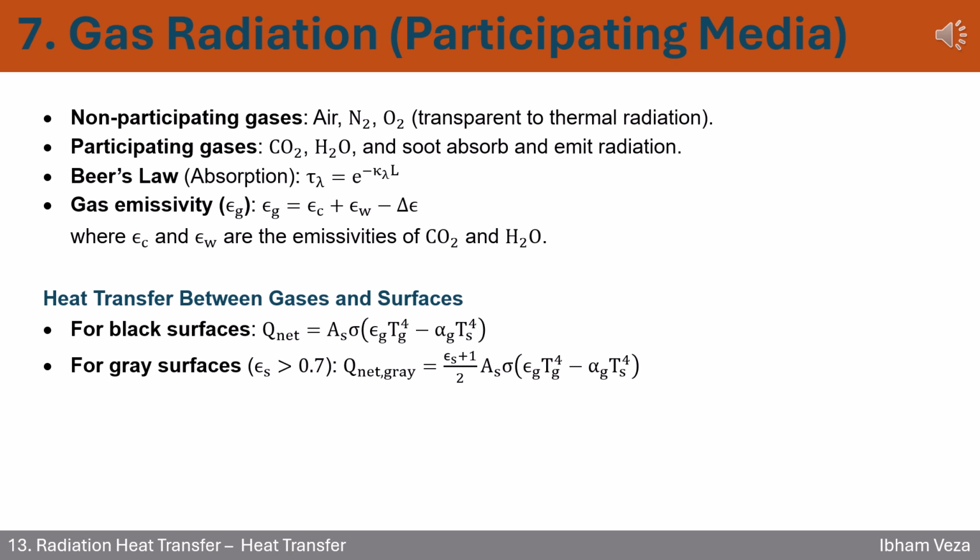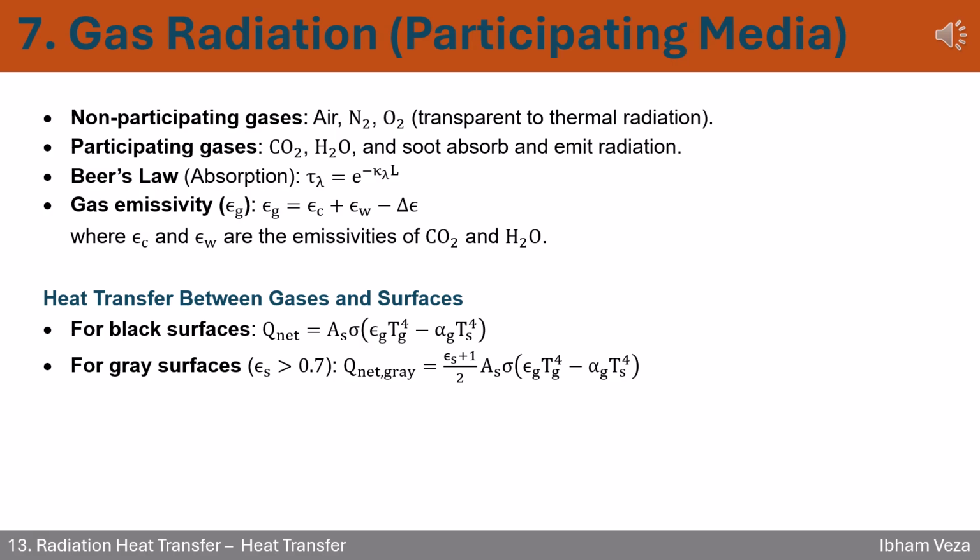To handle this, we use Beer's law to calculate how much radiation gets absorbed as it travels through gas. Next, we calculate gas emissivity, which combines the emissivity of CO2 and H2O, adjusting for overlaps. This helps us understand how much radiation the gas actually emits.